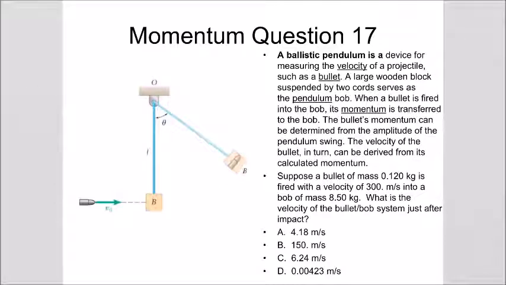The bullet and the bob collide in an inelastic collision. The bullet stays inside the bob after the collision. The momentum can be determined from the amplitude of the pendulum swing. The velocity of the bullet can be derived from that momentum. So in this case, we have a bullet of mass 0.12 kilograms fired with a velocity of 300 meters per second into a bob of mass 8.5 kilograms.